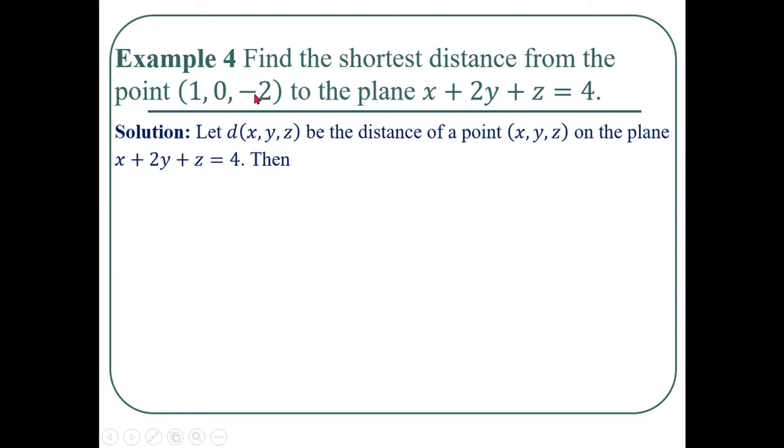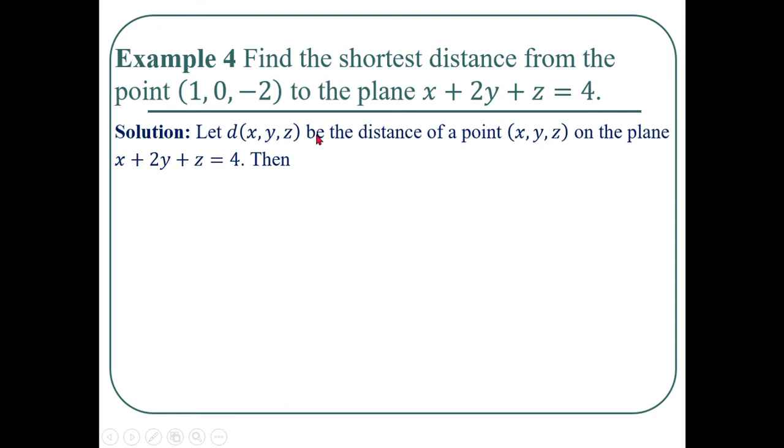Now, as d of (x, y, z) is the distance of a point (x, y, z) on this plane to the point (1, 0, minus 2), what we have to do is find the distance of each and every point on the plane to this point (1, 0, minus 2). And then we have to take the minimum among those distances, that is nothing but the shortest distance. Means we have to take the minimum value of that function.